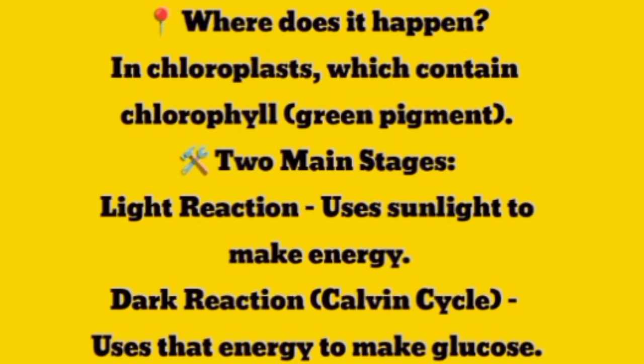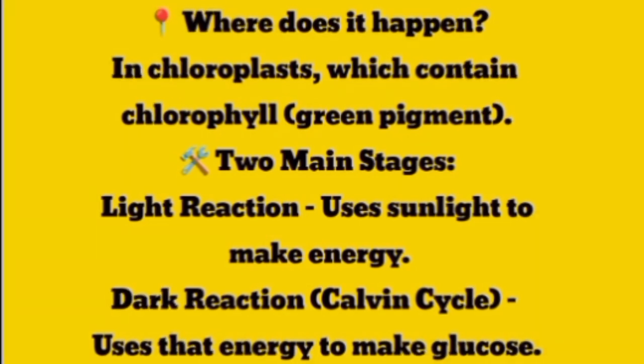Where does the process of photosynthesis happen? The process of photosynthesis occurs in the chloroplast. Chloroplasts have a special green pigment called chlorophyll. In the chlorophyll, plants combine all the ingredients, carbon dioxide, water, sunlight, and make food for plants, and that food is called glucose. There are two main stages of this process.